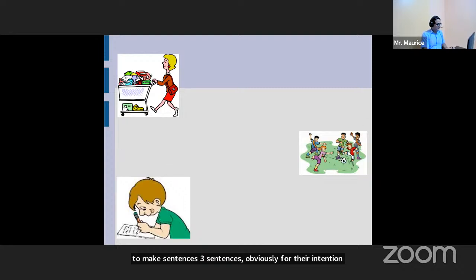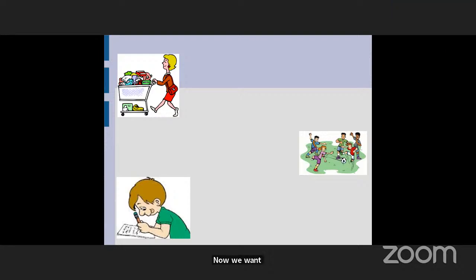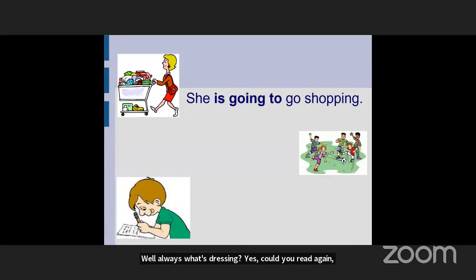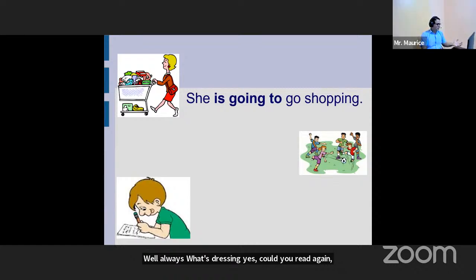Number 1. I'm going to pick one more student to help me out with this. Okay, Daniela, could you please help me with the picture number 1? She is going to go to shopping or going to shopping. Yes. Could you read again, please? She is going to go shopping. Yes. Correct. Thank you. Let's move on.